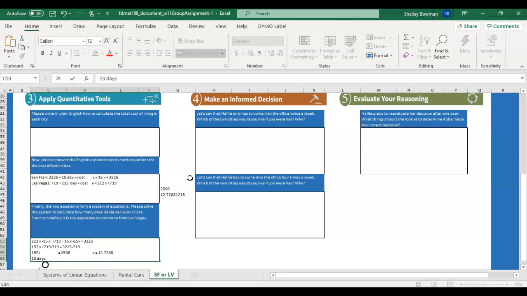All right, the next question says, let's say Hallie only has to come into the office twice a week. Which of the cities would you live in if you were her? So if she only goes in twice a week, we're going to assume that there are 4 weeks in a month and twice a week. So that makes times 2 of those per week, means that she only has to go in 8 times a month. And where the threshold, where they are balanced or equal, is 13 days.